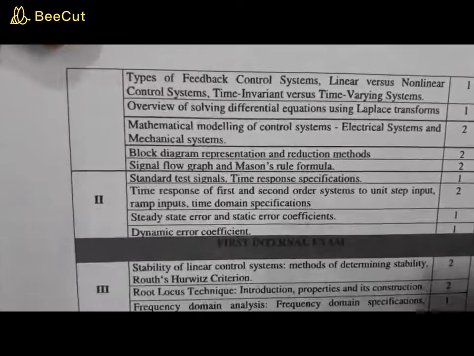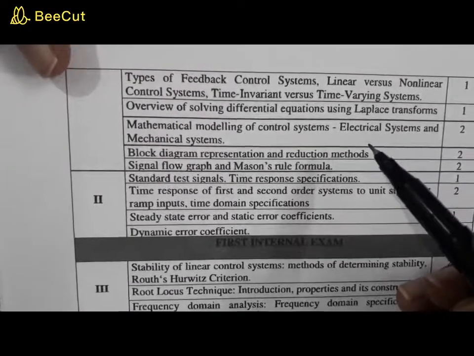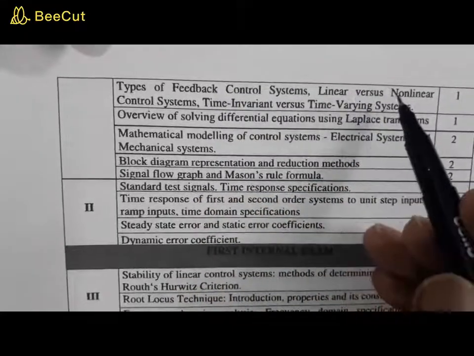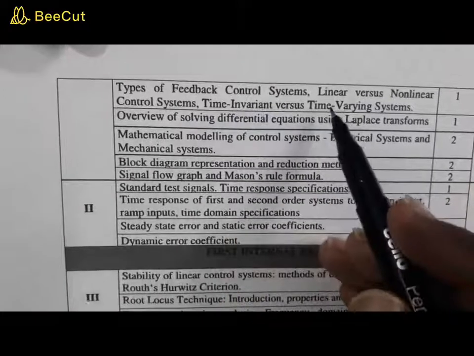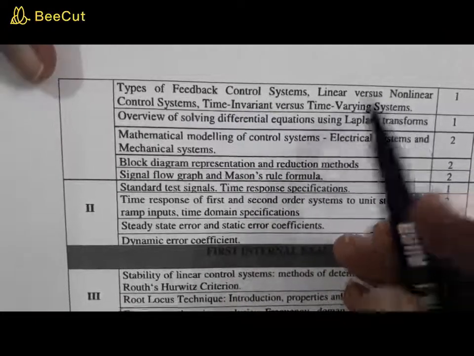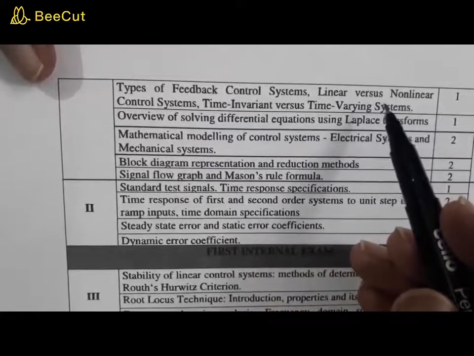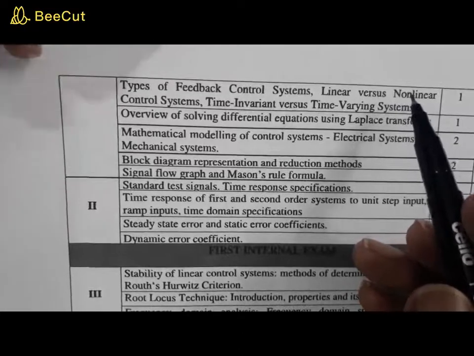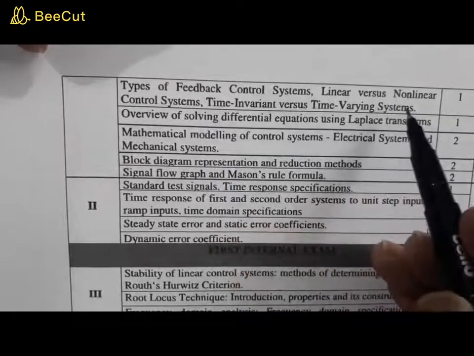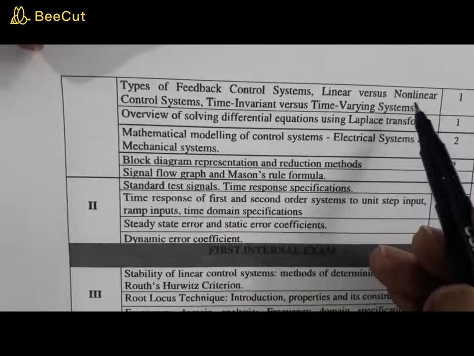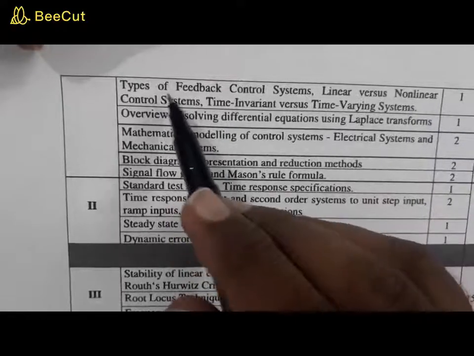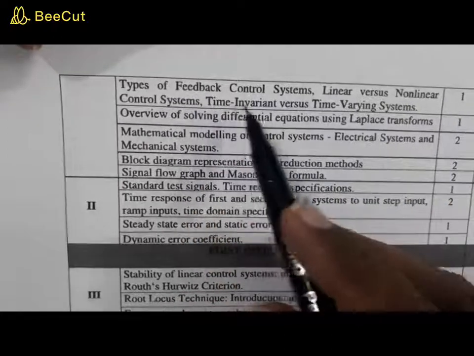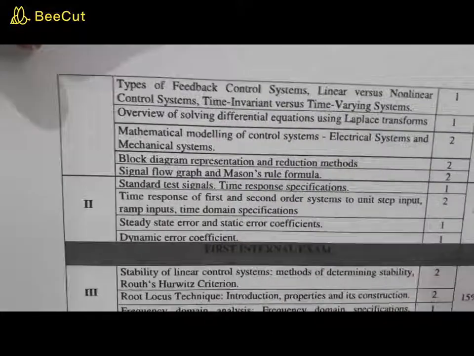Okay, so that brings the end of our module 1, and you have some more things in module 1, which are linear and non-linear control systems, time invariant versus time varying systems. All these things we have studied under signals and systems. Okay, I'll be giving you notes on this, and I'll be asking one of you to take a class on this topic, that is the types of feedback control system, linear versus non-linear control system, time invariant versus time varying systems.